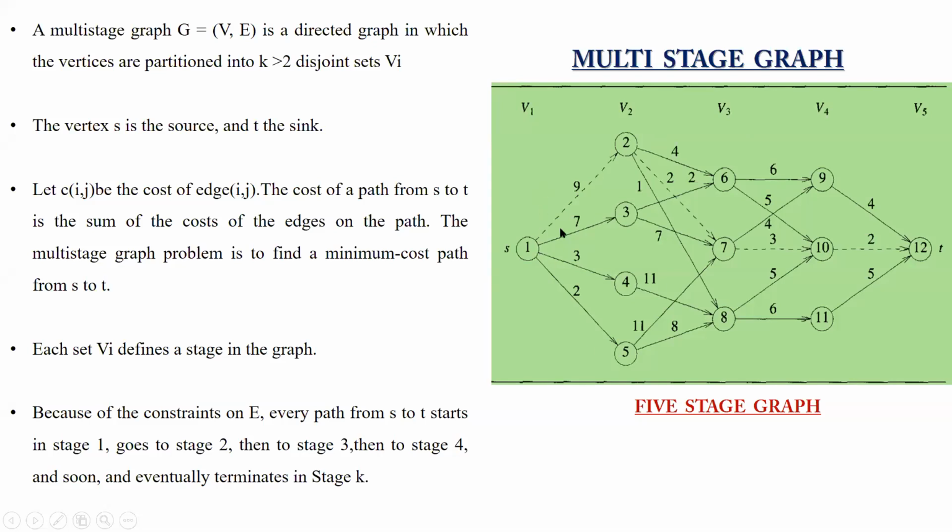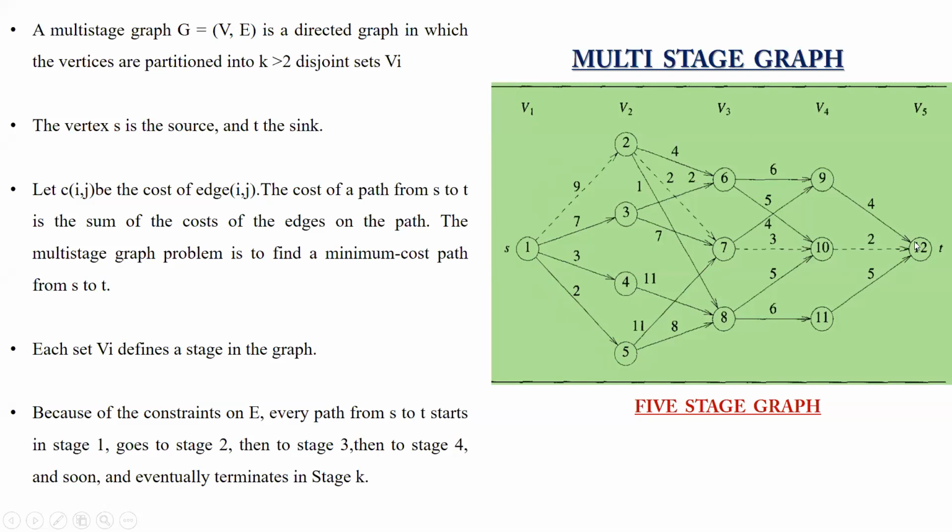For example, if you just analyze from here, from 1 to 5, where the source is 1, the cost from 1 to 5 is 2. So it seems better to select the minimum path, that is 2. But is it actually the minimum cost? Because we must think, if I reach 5, then I cannot go for 2, 3 and 4. From here I have only 2 options, 7 and 8.